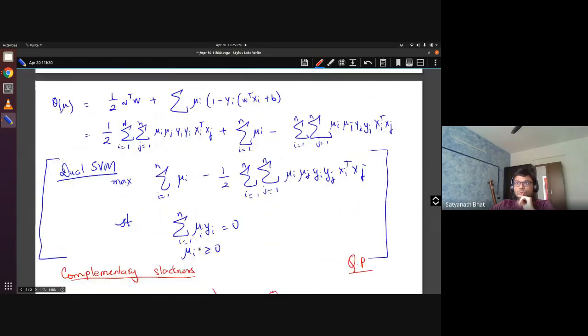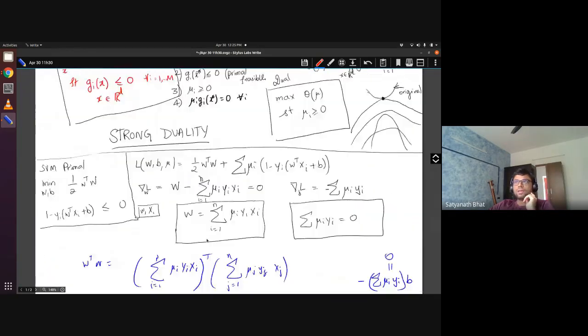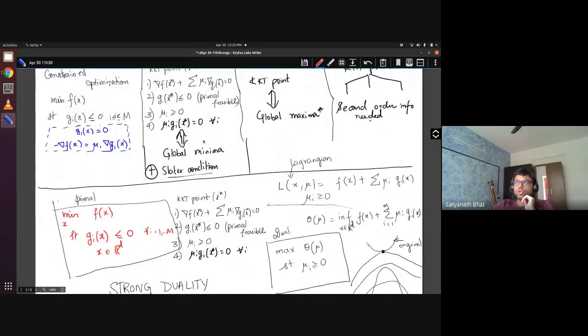So because we are in the world where Slater's condition is true, the KKT point is optimal, and any optimum is the same as this. So dual and primal, they agree. You have strong duality, which means the primal optimum is equal to the dual optimum, and the variables there together will form a KKT point.